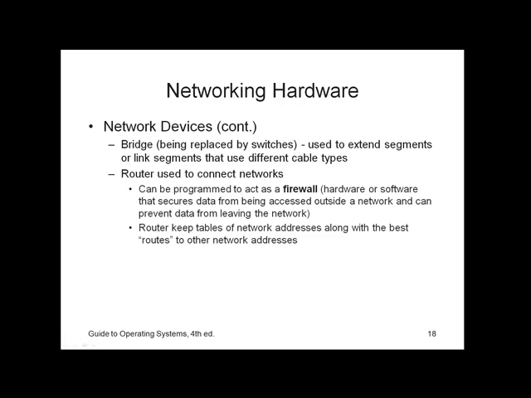A firewall is hardware or software that can secure data from being accessed outside a network, and it can prevent data from leaving a network as well. We do this typically by configuring port settings on the firewall. And once again, this is not a security course, so we won't go into this in detail. But it works very similarly to a physical firewall that separates building components. A router also keeps tables of network addresses along with the best route to other network addresses.